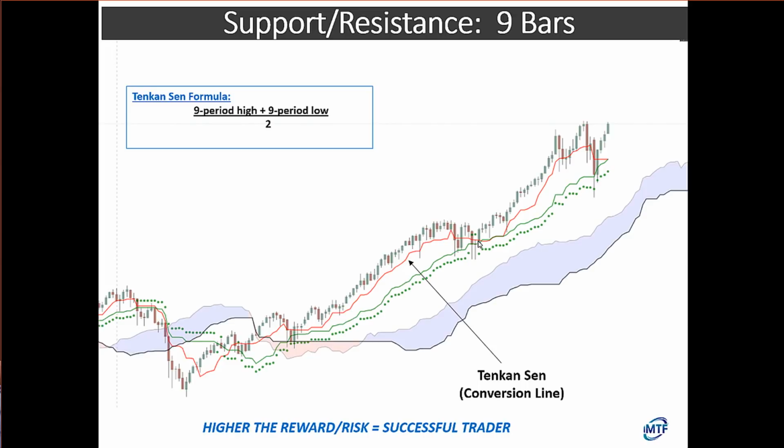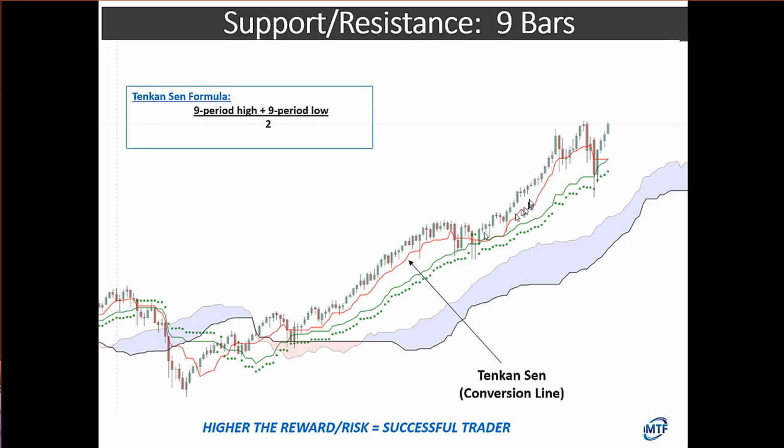However, I don't use it for that at all. The reason why is I do not believe that you should be using a 9 or 26 bar support resistance for a strategy when the most important support resistance is 52. So for me, my strategy is based on this Senkou Span B right there. And once we get into all the individual videos, you'll see exactly why.